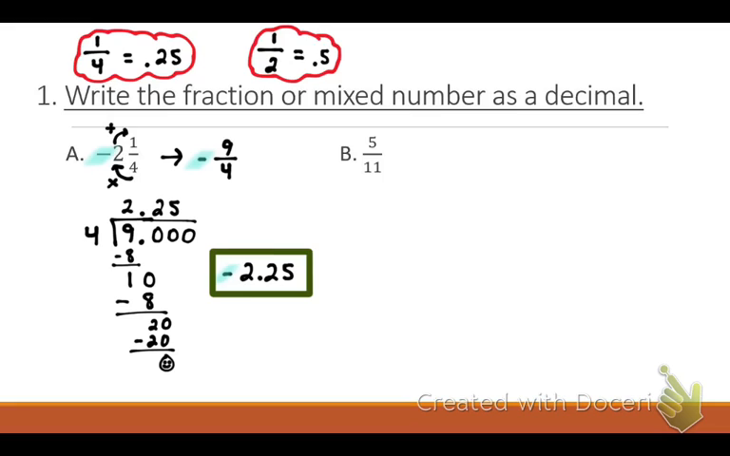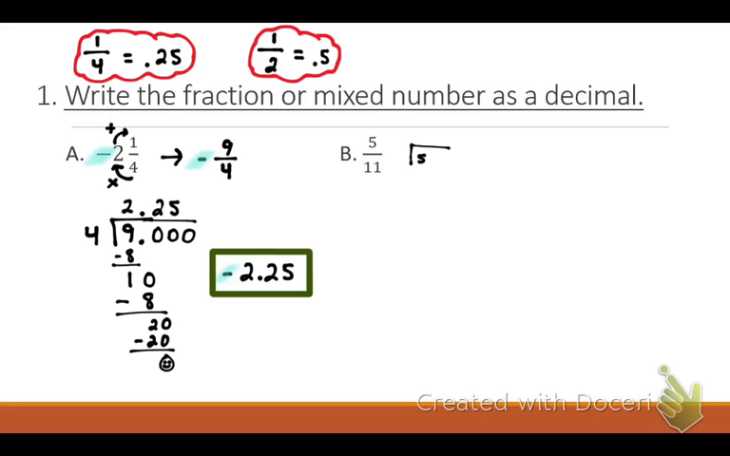Let's come over here. Problem B, 5/11. Unfortunately, that's not one that we would normally have memorized. So how do I figure out what 5/11 would be as a decimal? What do I have to do? Divide, okay? This fraction bar means to divide. Which number should I write first, the 5 or the 11? The 5. Remember, just like the oldest person goes first, the top number goes first every time.